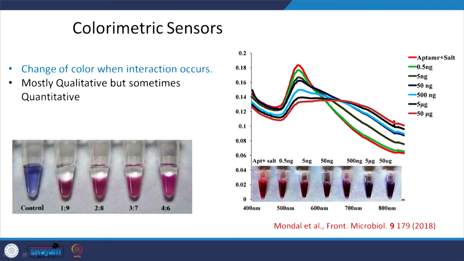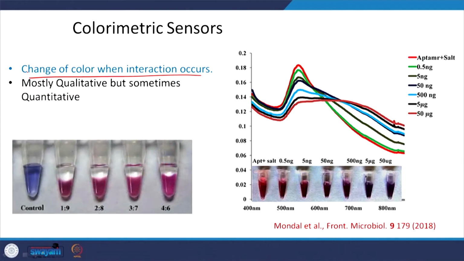In this kind of sensor, it is the change of color when the interaction occurs. If you remember, in the very beginning of this course, when I was discussing what is a sensor, I showed an example of a pregnancy kit, where you have two lines which tell you whether you are pregnant or not. It is the same kind of sensor, where just by seeing with the eye, you can say that this is the particular analyte that is making the change here. For example, the pH strip: you dip it into the solution, it changes the color, and then you know what the pH is.